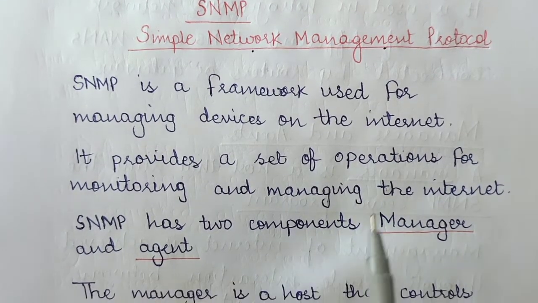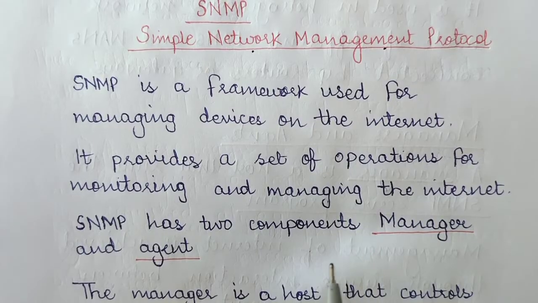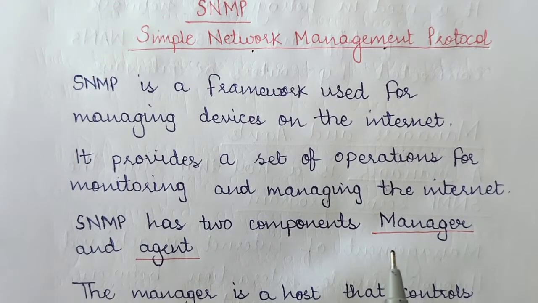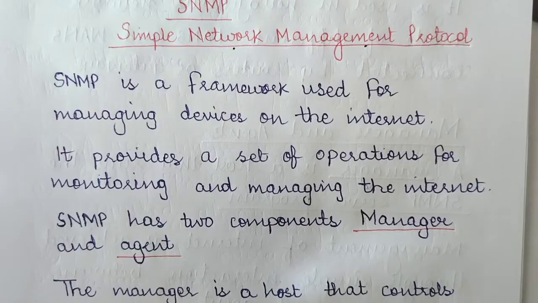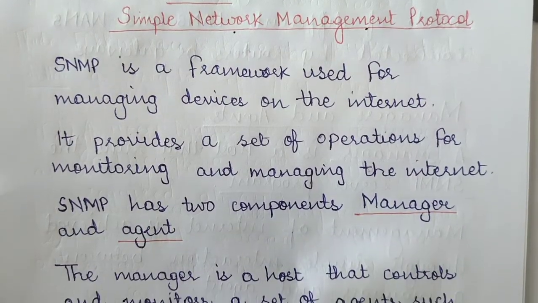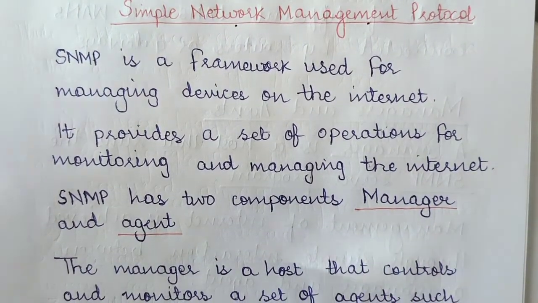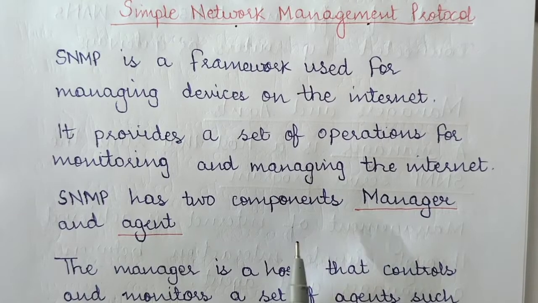It provides a set of operations for monitoring and managing the internet. So basically, when I talk of managing the devices, that means a set of operations that would be required to monitor those devices on the internet and then to manage those devices on the internet. So this is what SNMP provides me with. That means it provides you with the set of operations for monitoring the devices on the internet and then managing them accordingly. SNMP has two components, the manager and the agent.